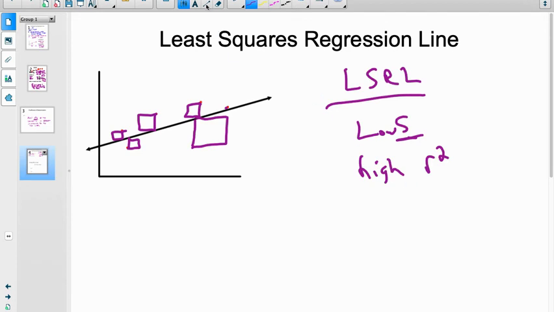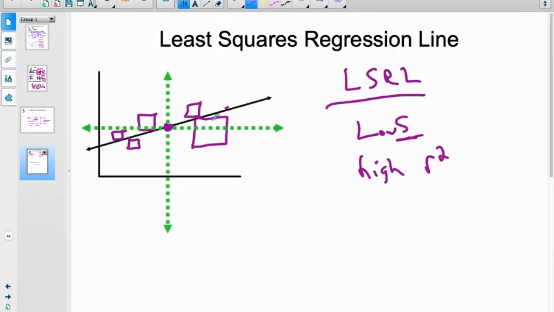Also, just a little fun fact of the day, the average of the y's would be somewhere about there, and the average of the x's would be about there. If you took the average of the x's and the average of the y's separately, the least squares regression line will always go through that. That point right there is called the mean point. So your least squares regression line will always go through the mean point.